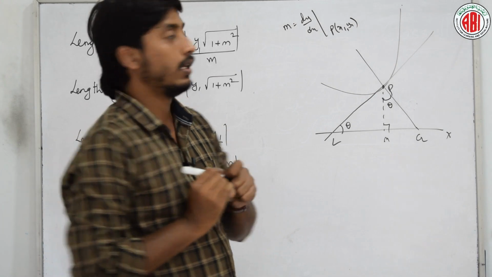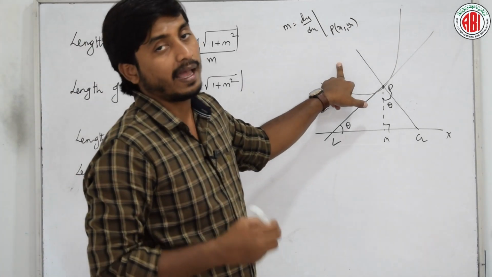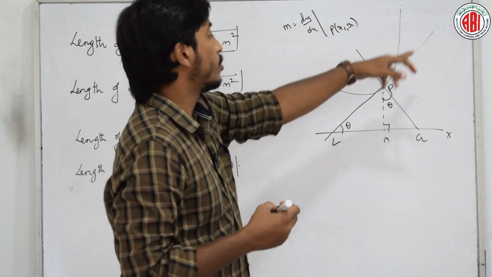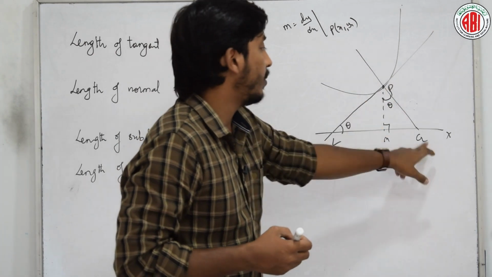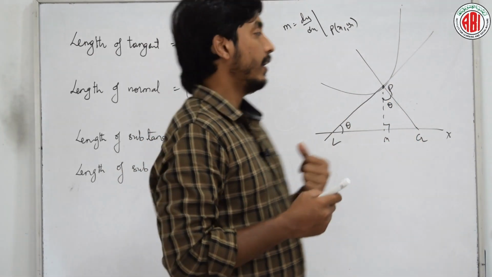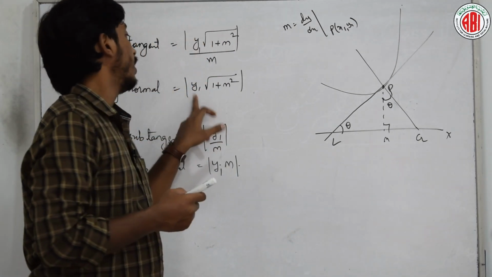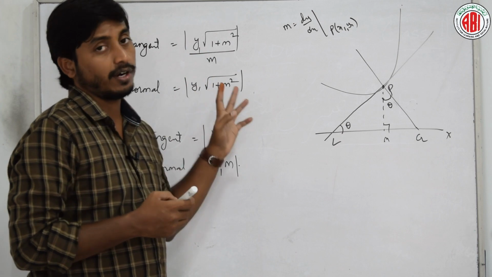Okay, isn't it? Next, length of a normal. A normal is a line that is perpendicular to the tangent at the point of contact. Then this will be my normal, that is PG. Clear? Fine. That is equal to y1 into under root of 1 plus m square, where y1 is the y coordinate.